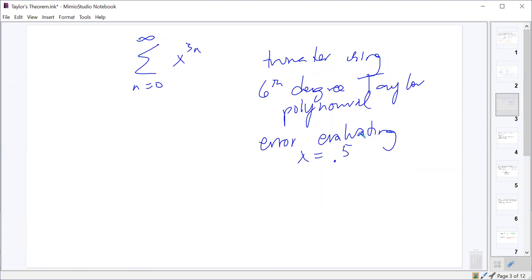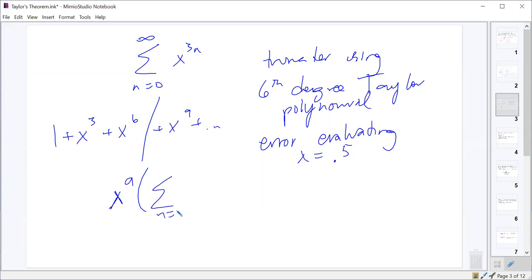All right. What do we get here? We wrote out our polynomial, it's 1 plus x cubed plus x to the 6th, right? And so our error would be the next term times the original series. And what's our next term? X to the 9th, right? So we should have x to the 9th times that original series, which is the sum from n equals 0 to infinity of x to the 3n. We would note that if we're looking at x equals 1/2, what's the common ratio there between the terms?